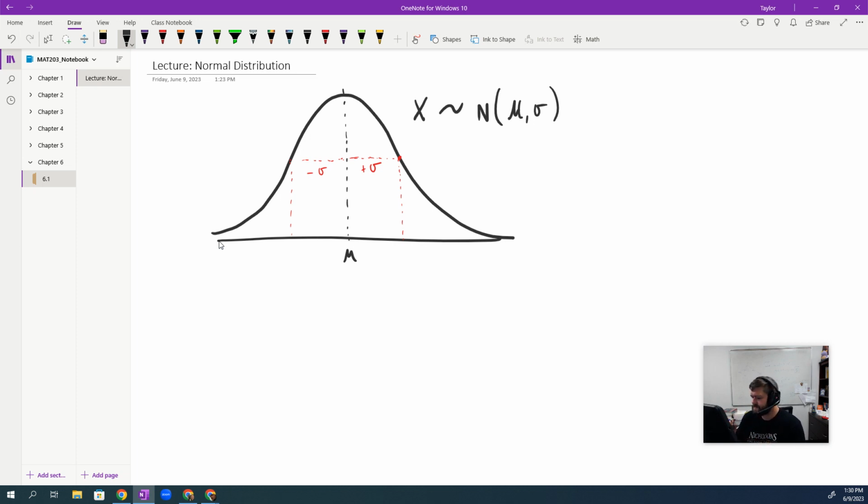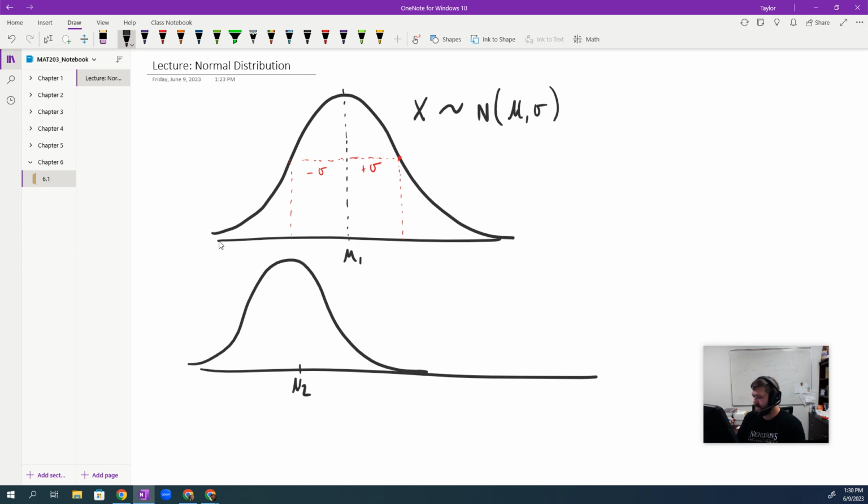Think about why that determines the curve. Well, if I change mu, so this is mu1, if I have mu2, well, now the curve is going to be peaking at a different spot, right? So changing the mean just slides the curve left and right on the x-axis.